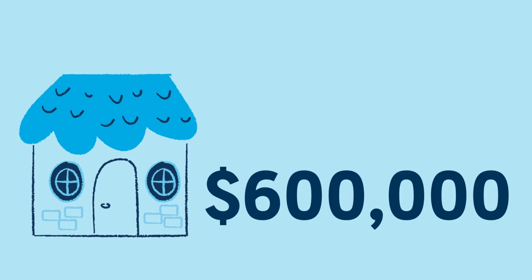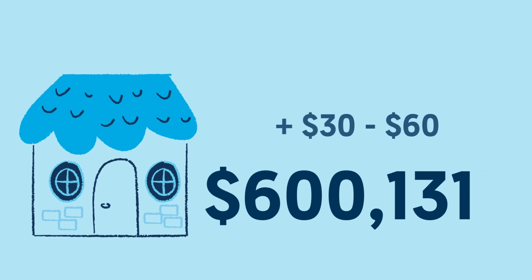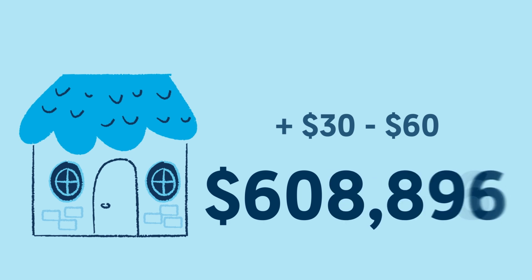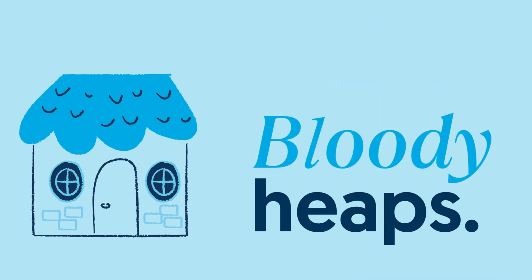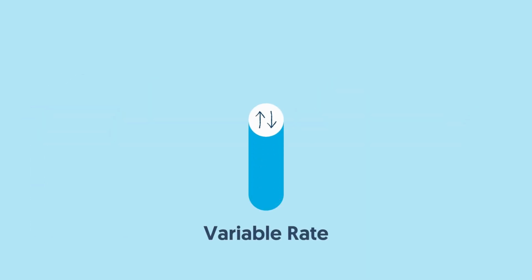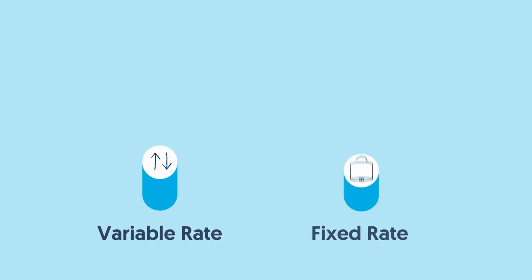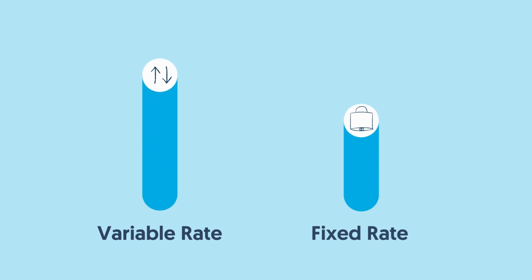Let's say you've got a $600,000 mortgage. A 0.1% increase in your interest rate could add about $30 to $60 to your monthly repayment. A small change at first, but over a 30-year loan term, let's just say it's a pretty penny. This would also only apply if you had a variable interest rate. If you have a fixed rate, your interest amount will be the same for that fixed rate term, regardless of what the cash rate is. That is until your fixed rate expires, but that's a future year problem.